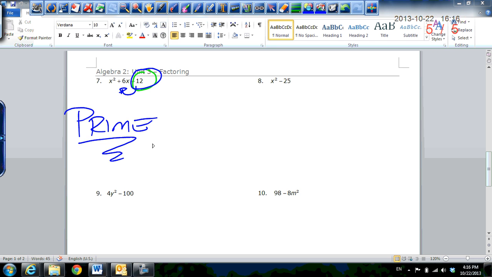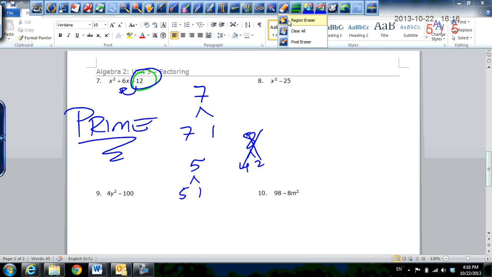Prime is different than no solution. Prime just means we cannot factor it, just like 7 is prime. The only factors of 7 are 7 and 1. Same thing for 5, 5 and 1. It's not like 8, which has 4 and 2, or 8 and 1. That's not prime. Prime just means we can't factor it. We'll get to what we do with primes later on down the road.